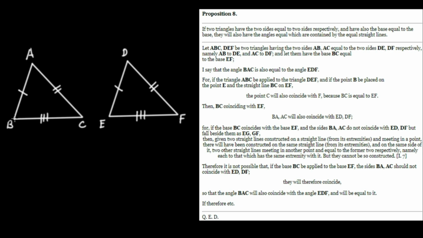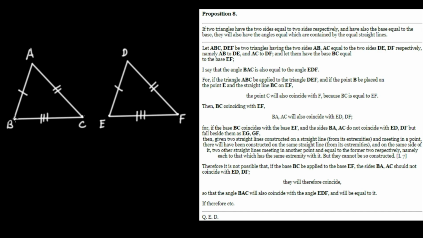We're going to imagine picking up this point B and placing it right on top of E, and recall that BC is equal to EF, that's a given. He claims that the point C will also coincide with F, so that this point C, when you do this, is going to coincide with F, because we have the equality of BC and EF. They can't fail to coincide. Then BC coinciding with EF, so these bases are going to coincide, he claims. BA and AC will also coincide with ED and DF.